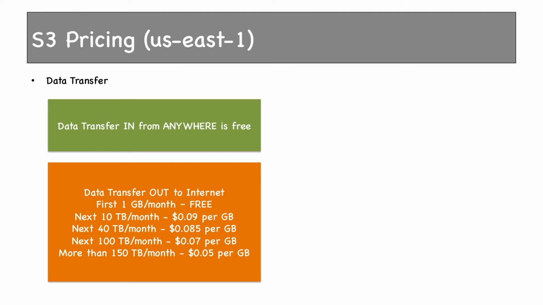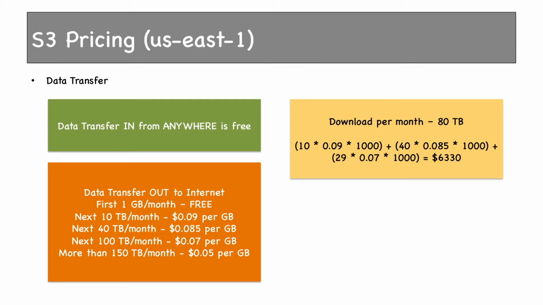Data transfer out to internet or to anywhere is priced on a tiered level. First 1 GB per month is free. Next 10 terabytes per month is priced at $0.09 per GB. Next 40 terabytes per month is priced at $0.085 per GB.